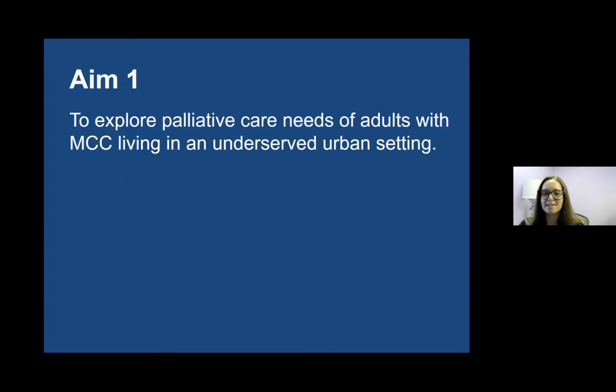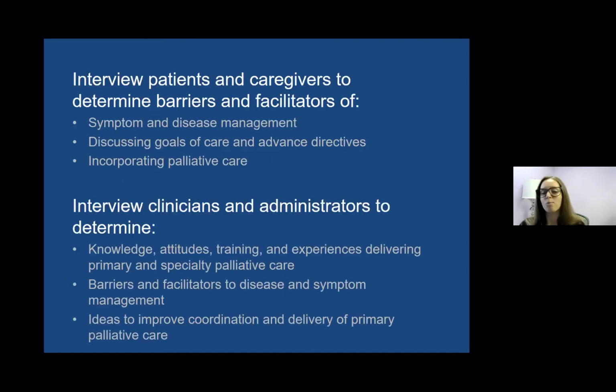So our first aim is to simply explore the palliative care needs of adults who have multiple chronic conditions who live in the catchment area of this primary care practice. And we began by interviewing patients and their caregivers to ask them about barriers and facilitators to managing their symptoms, managing their disease, having discussions about goals of care with their providers, both in the primary care setting and also in specialty care settings or acute care, and also asking them about palliative care. Do they know what that is? Once they understand what it is, have any of the elements of palliative care been incorporated into care for them, and how did they feel about that?